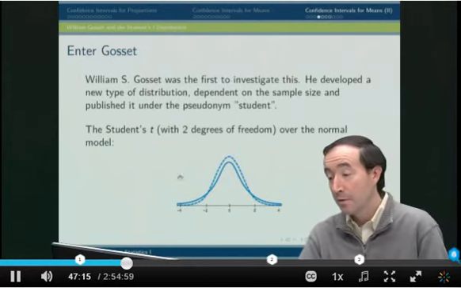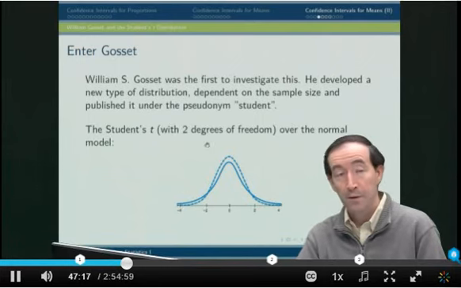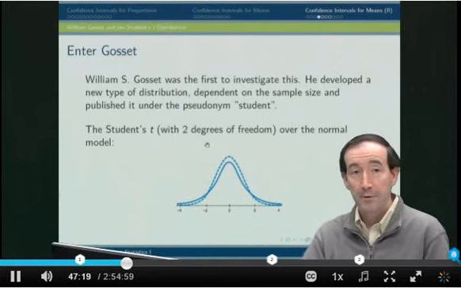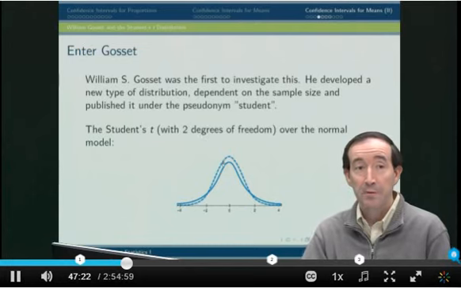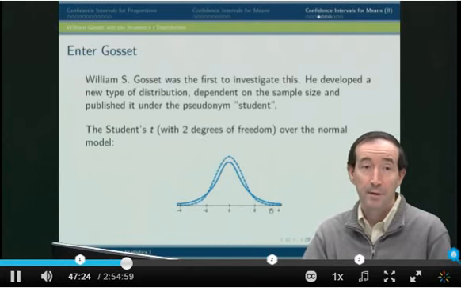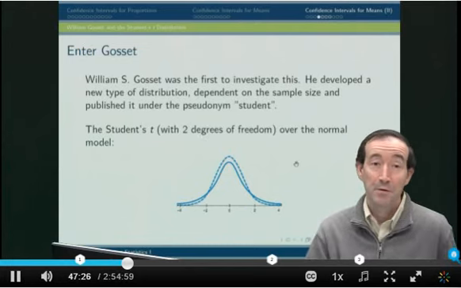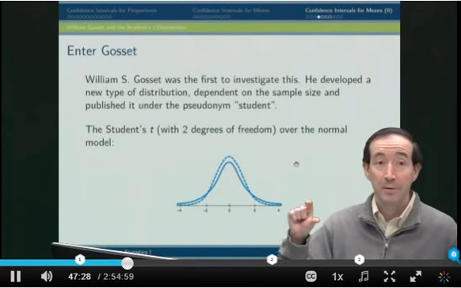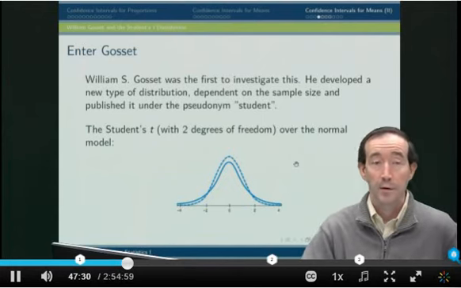This is a Student's t-distribution with 2 degrees of freedom. I'll explain how to calculate that in just a moment. But for now, just realize that that means the sample size is 3. So it's a very small sample. And unfortunately, what that does is it increases the variability away from the center.